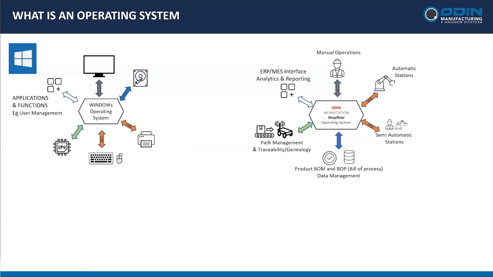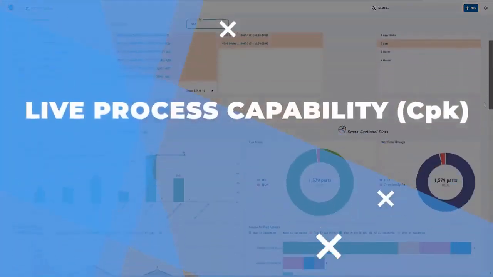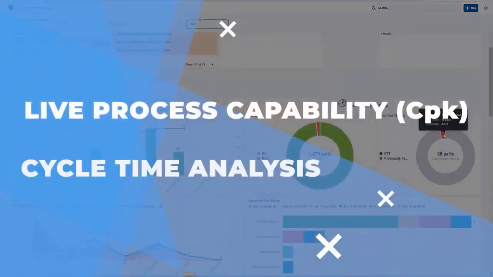And then obviously one of the key things is building apps on top of the operating system. So as you do with Windows, you can put different apps on there, Word, Excel, whatever these apps are, you can add them onto the operating system. And that's exactly what we've been able to do. So we're able to add analytics apps onto it. We're able to make interfaces to things like ERPs and MESs.